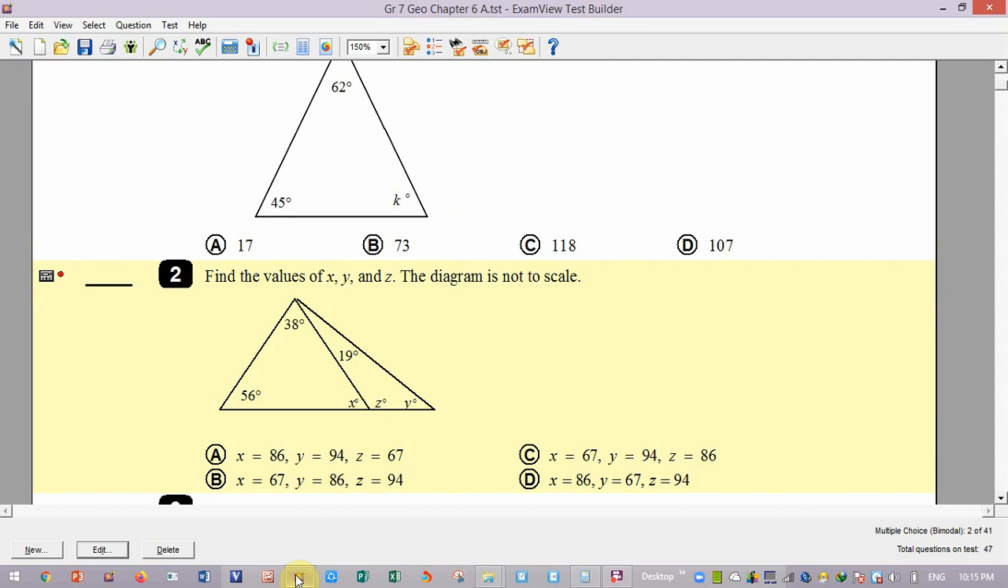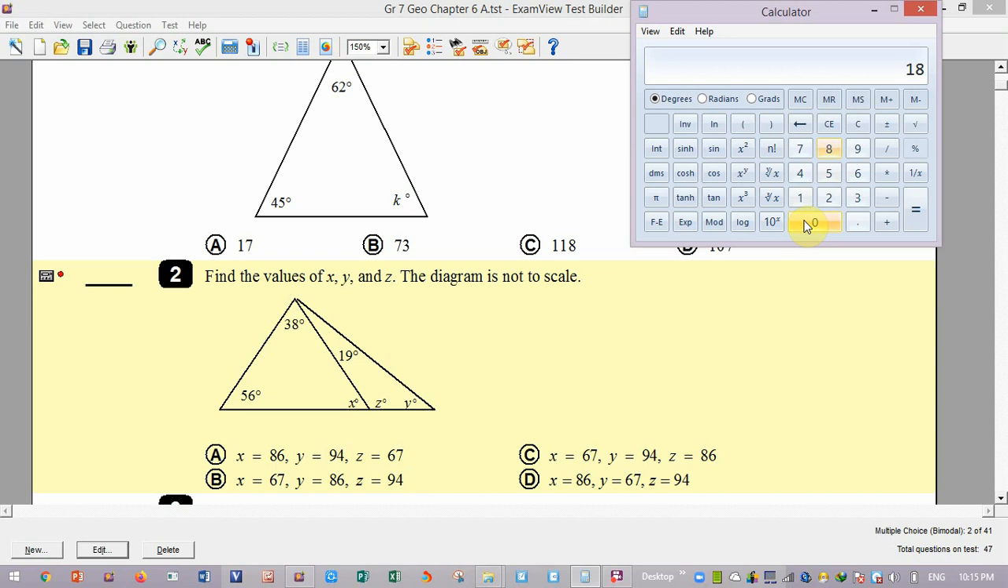Number 2. Find X and Y and Z. In this triangle, angle X equals 180 minus the sum of the other two angles. Then X equals 180 minus 38 and 56. 180 minus 56 minus 38 equals 86. Then the value of X is 86.